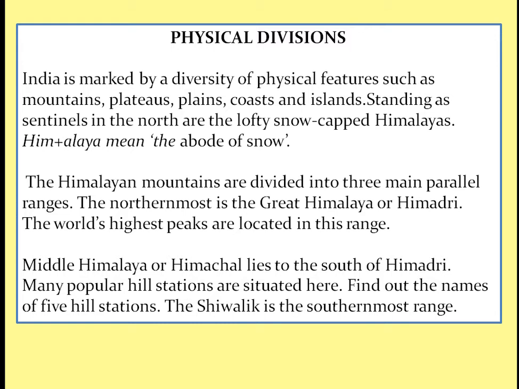Next, Shivalik is the last and the southernmost range. That means Greater Himalaya, Middle Himalaya and southernmost Himalaya. Otherwise Himadri, Himachal and Shivalik. These are the 3 parallel ranges of Himalaya.